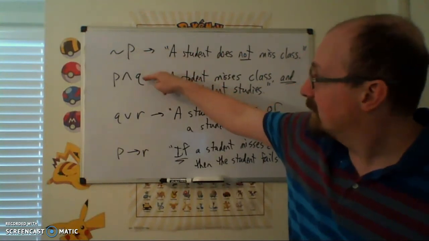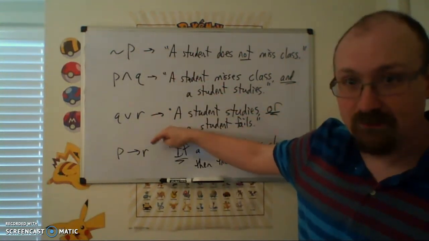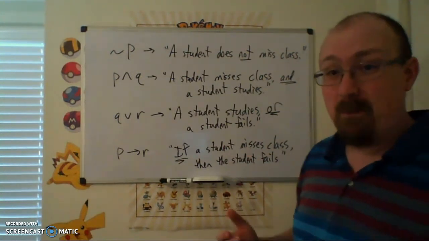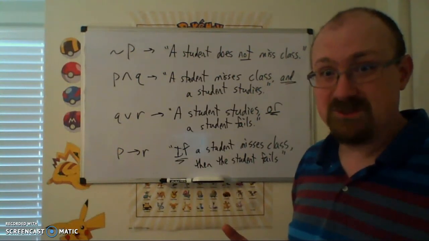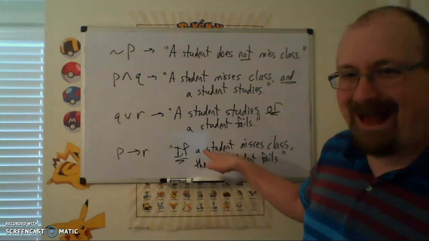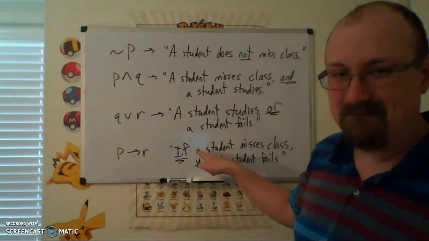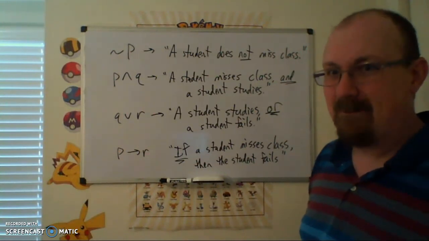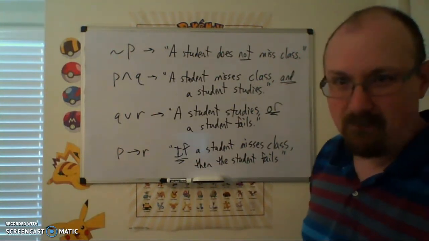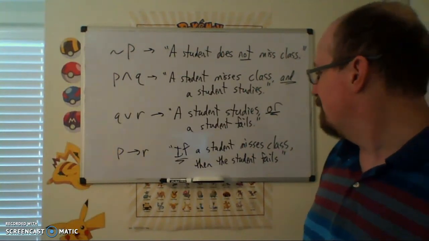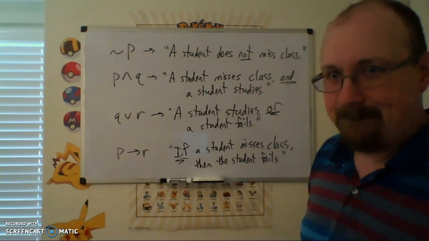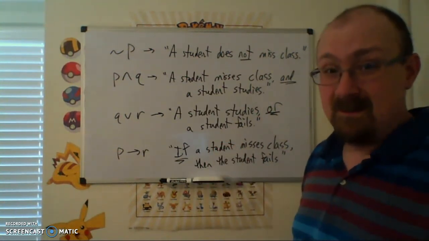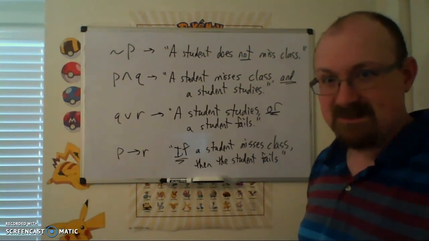So negation, conjunction, disjunction, conditional. There's actually one more connective, but we won't get to it for a bit. One last thing I want to mention before I hit the pause button on this video and start a new one: I generally write my conditionals in this format, but because English is goofy sometimes, that's not the way they always get structured. Every now and again, you'll see a sentence along the lines of, a student fails if they miss class. That's really the same thing as this one right here, because the student's failing depends on the fact that they're missing class.